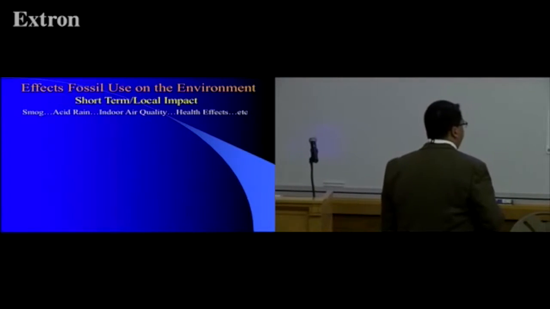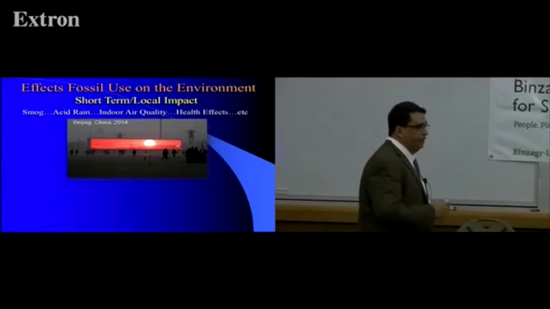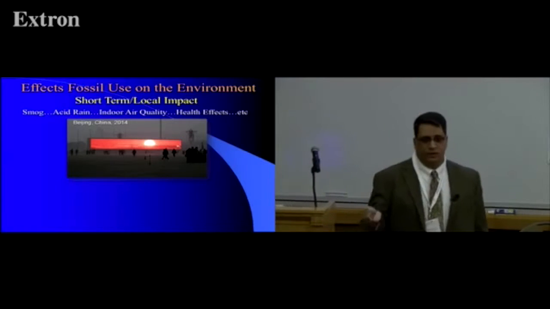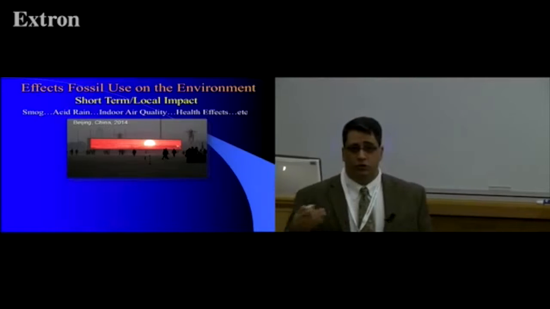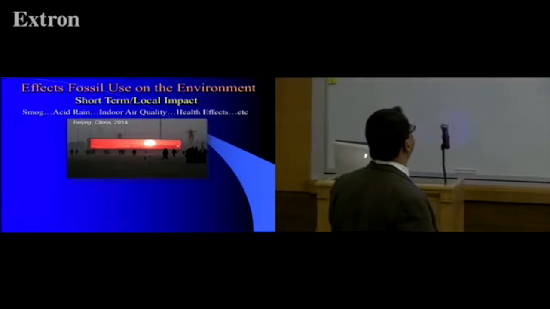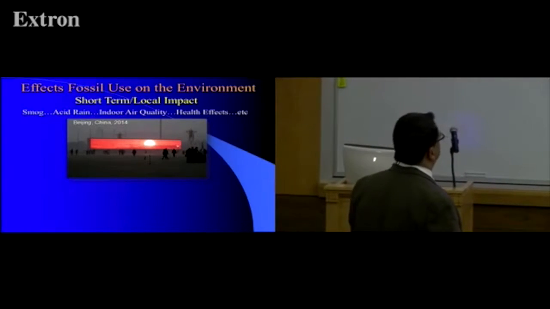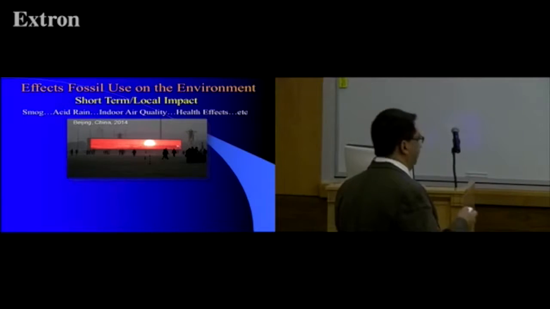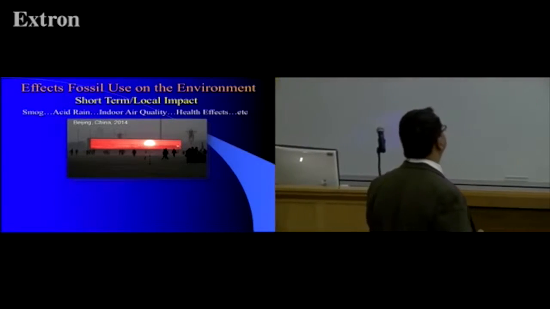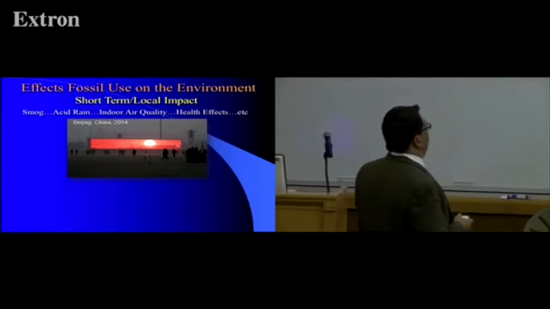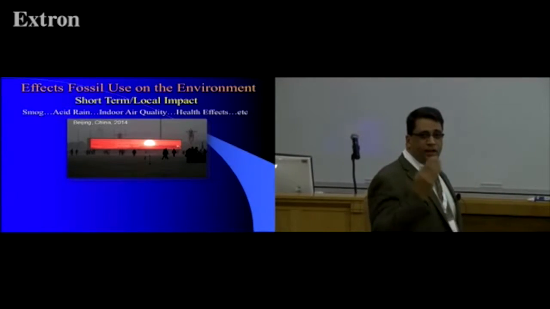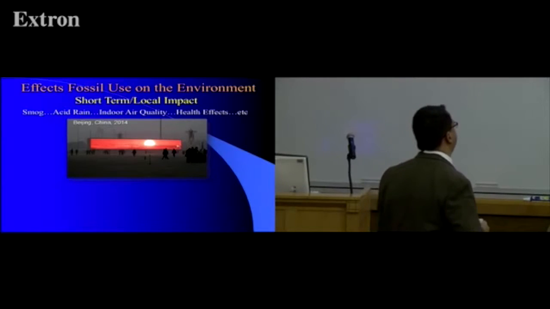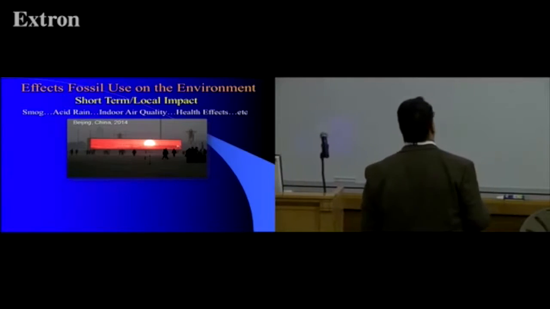So what are the effects of fossil fuel? You can divide them into two different categories. One is local and short-term, and the other one is long-term and global. If you look at the short-term, for example, this is a picture from China in 2014. The air quality was so bad, this was taken in the morning by the way, that they actually had to broadcast sunrise and sunset on screens in major squares.